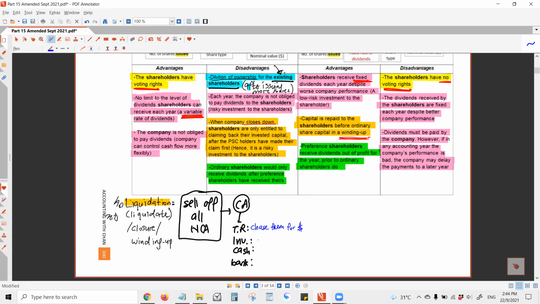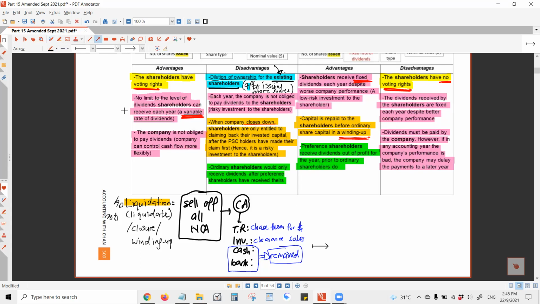Inventory is goods. You do clearance sales. Basically, what you are doing here is trying to sell off everything. You want to clear off everything in your SOFP. Chase them for money to clear off the trade receivable. Inventory, you do clearance sales because you want to clear them off as well. Eventually, you want to have just money remaining in your business. You want to turn everything into money. So this is what remains after you have cleared off all the NCA and all other current assets. So after that, what happens?